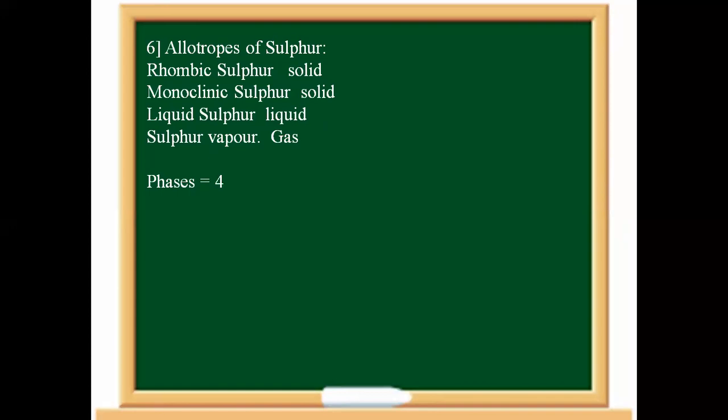Because what do phases tell us? It is a heterogeneous system which is mechanically separable portion. The solid can be separated from other solid, from the liquid, and from the gas. These 4 can be separated. So 4 different phases of sulfur. Okay.